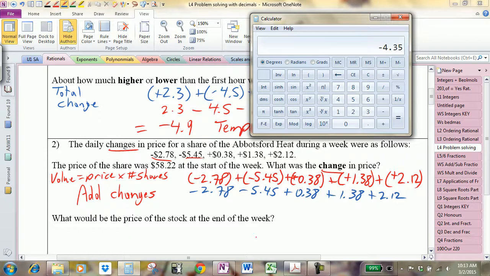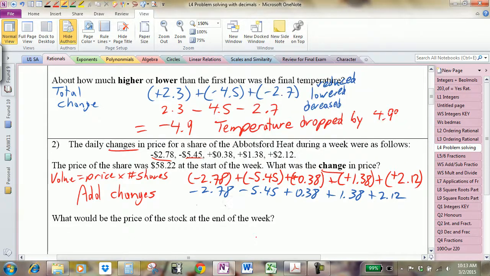I think that's correct. Okay, so the total change was negative $4.35, and the dollar sign goes in front in English. So make sure you're putting it up there. All you Frenchies like that, don't you? Because you're so used to putting it at the back.